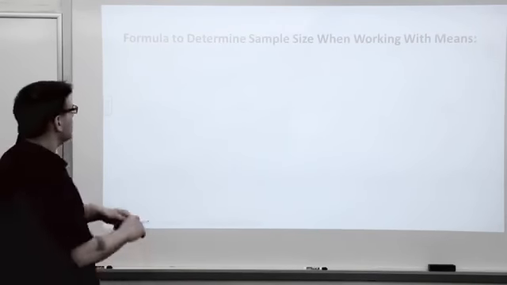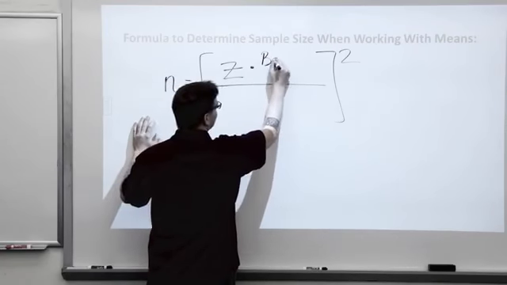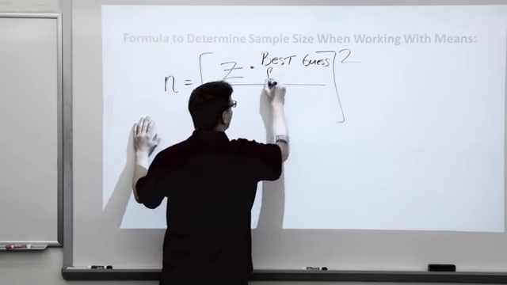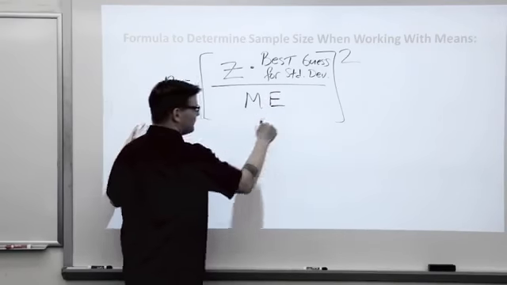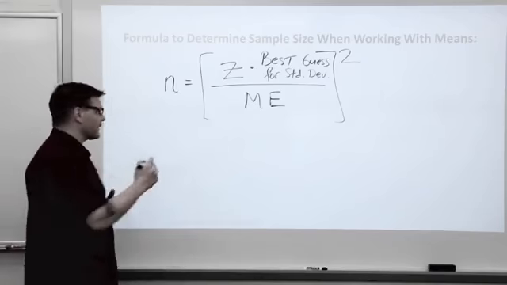All right, so the formula we'll use when determining sample size is n equals, I'll put brackets, whole thing is squared, and we will use a z, and we will multiply that times the best guess for standard deviation, and then that will get divided by margin of error. Square the whole thing and then round up to the nearest whole number.